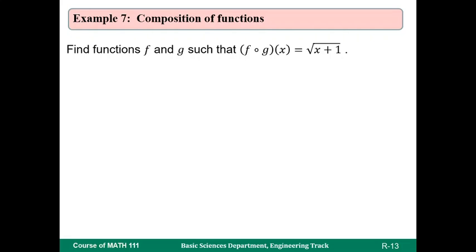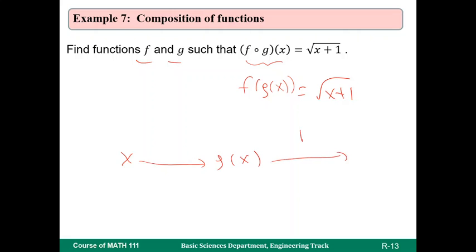Now, find functions. This is one of the types of questions. Find functions such that f composition g of x is equal to the square root of x plus 1. So in this type of question, this means f of g of x. Now, it's better you do it this way. I follow this method: first you find g, and then you put g inside f.